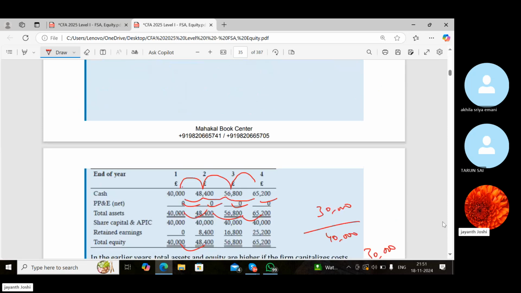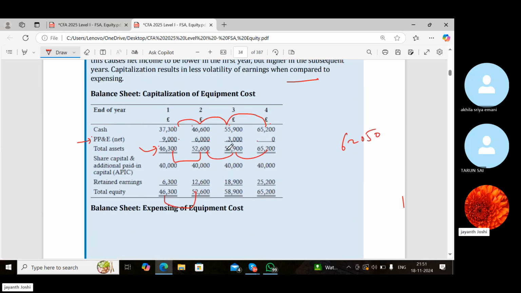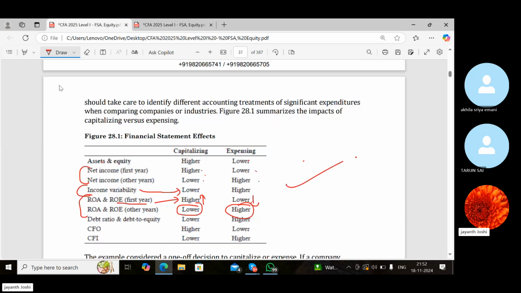Okay, 56,000, 56,800, and here it is increasing every year. That is also done. Debt to equity ratio.